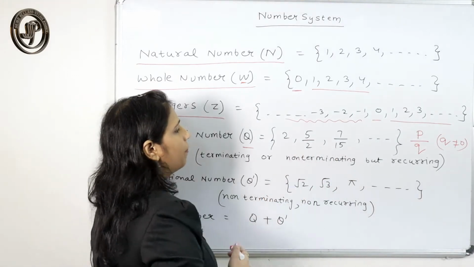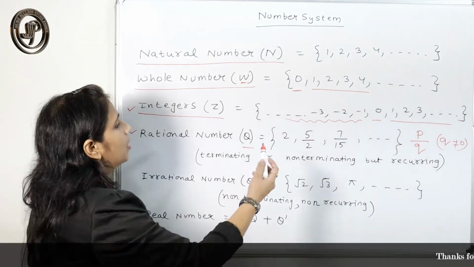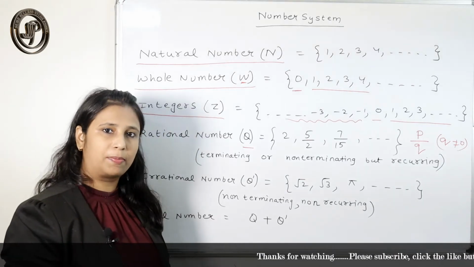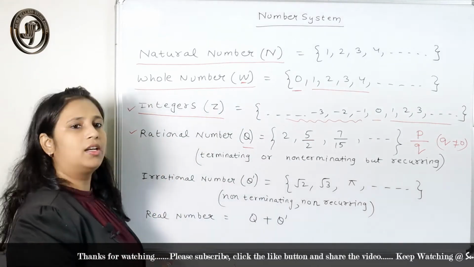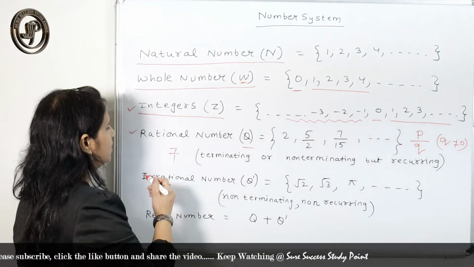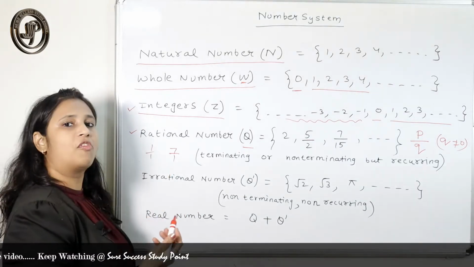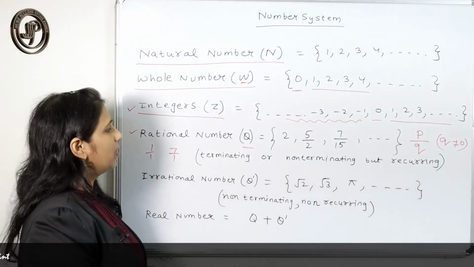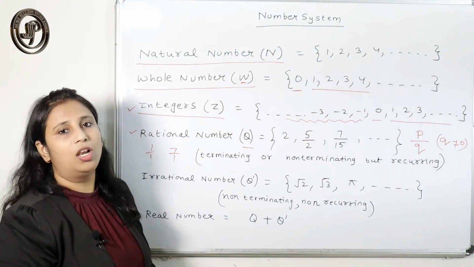So these are the examples. Whatever I have written is a rational number, because if you see 2, you can write 2 by 1, so that can be expressed in P by Q form. All of these can be expressed in P by Q form, so they are rational numbers. If I just write 7, is it a rational number? Yes, because I can write 7 as 7 by 1. Is 1 a rational number? Yes, because I can write it in the form of 1 by 1. So anything which can be expressed in the form of P by Q or A by B, where the denominator should not be equal to 0, is called a rational number.